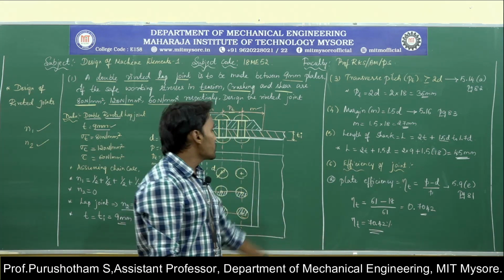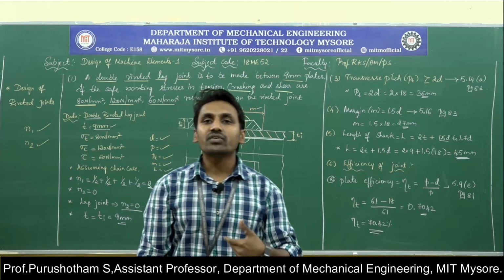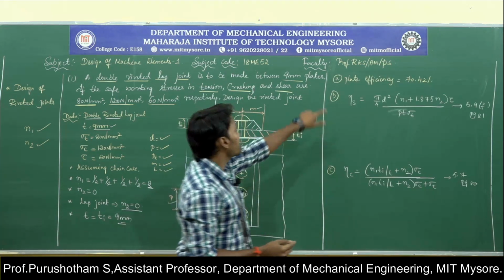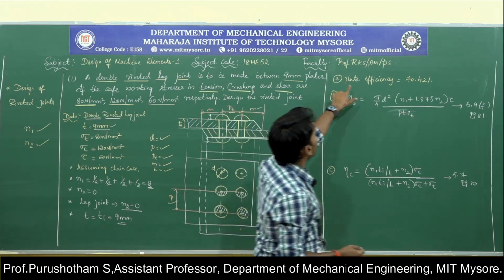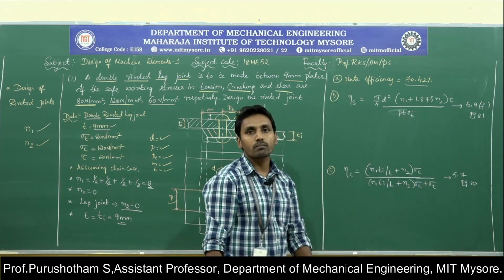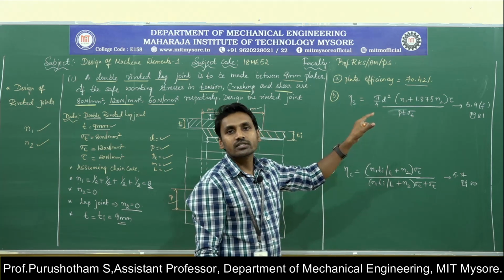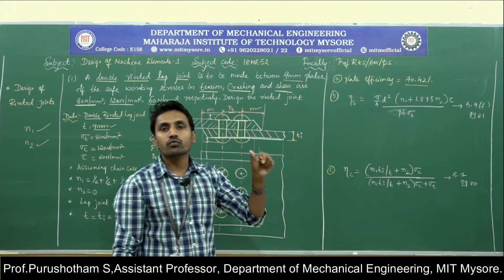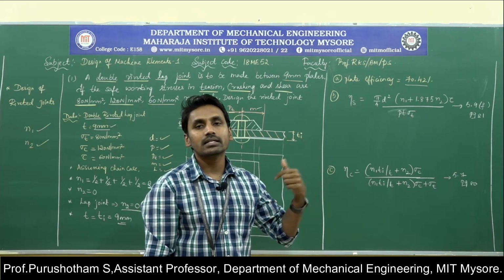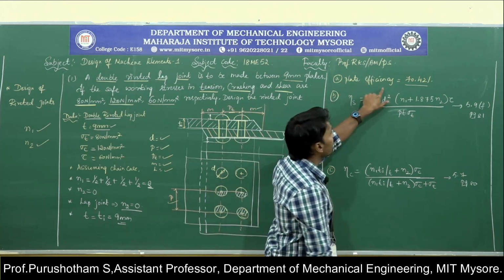70.42%. So this will be the plate efficiency. Similarly, we are going to calculate efficiency in shearing and efficiency in crushing. While finding the efficiency of the joint, first we found the plate efficiency, which is 70.42%. Again, we calculate the efficiency in shear, because the riveted joint can fail in shear mode, crushing mode, as well as the tearing mode. Based on the tearing mode, we calculated the plate efficiency.